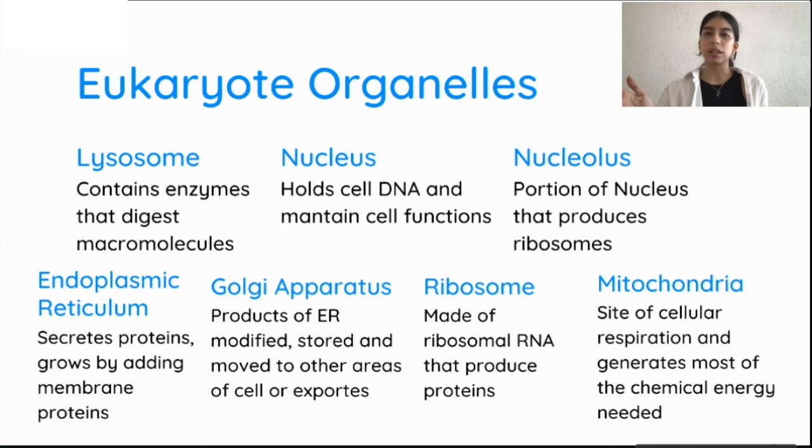Continuing, the nucleus is what holds cell DNA and maintains cell functions. The nucleolus is a portion of the nucleus that produces the ribosomes. The endoplasmic reticulum secretes proteins, and it grows by adding membrane proteins. The Golgi apparatus receives products of the endoplasmic reticulum, which are modified, stored, and moved to other areas of the cell or exported outside the cell.